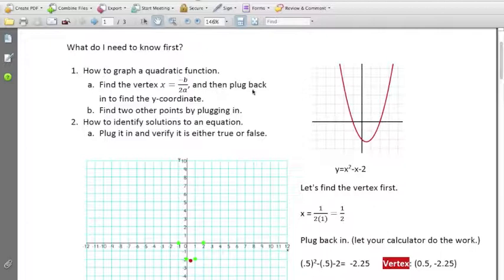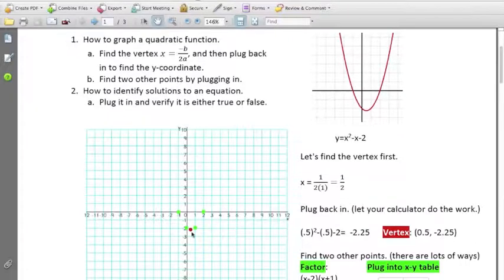I'm going to take that value and plug it back into my equation, just like I have here, and what it gives me is my y value. You can see that right here. So we found x is 1/2. We plugged 0.5 back into my equation, and I came out with my vertex of (0.5, -2.25). And you can see on the graph, I've labeled that with a red dot for my vertex.